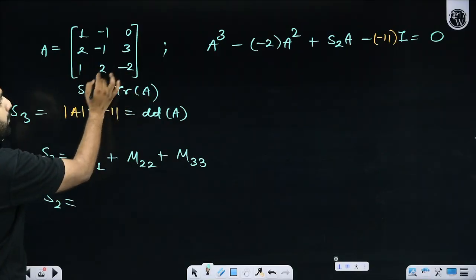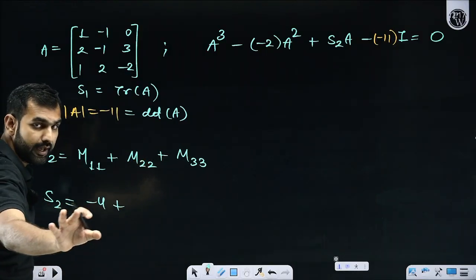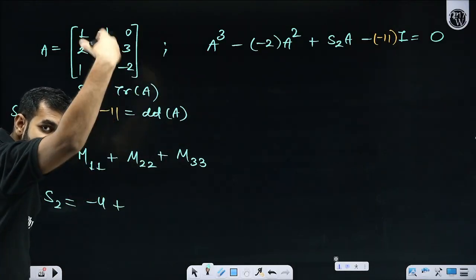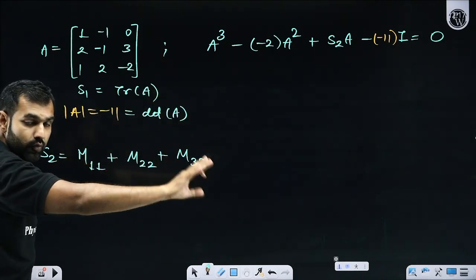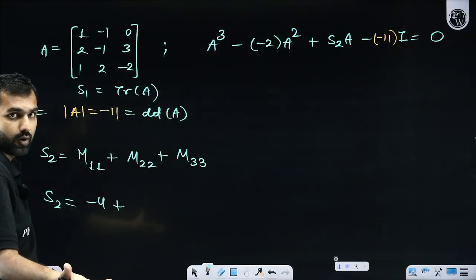So 2 minus 6. What is that? Minus 4 plus minor of 2, 2. You already know that. I hope I don't have to explain that again. Minor we have studied in determinants. Even if you did not watch determinants, I conducted a marathon on YouTube on determinant, that backlog.